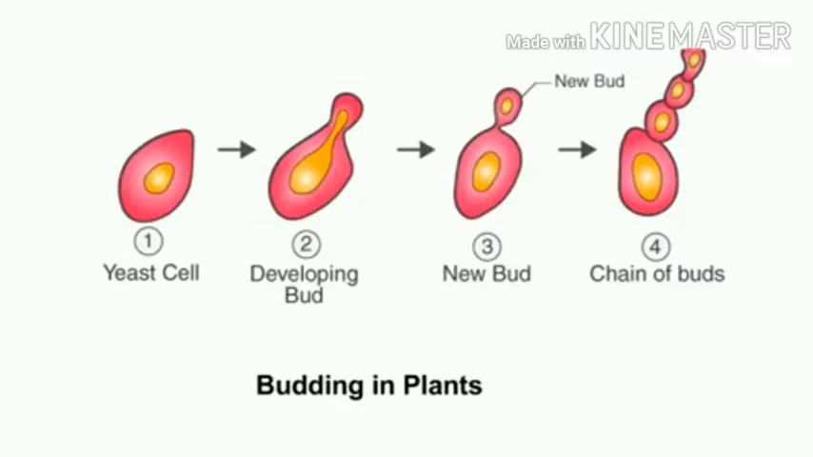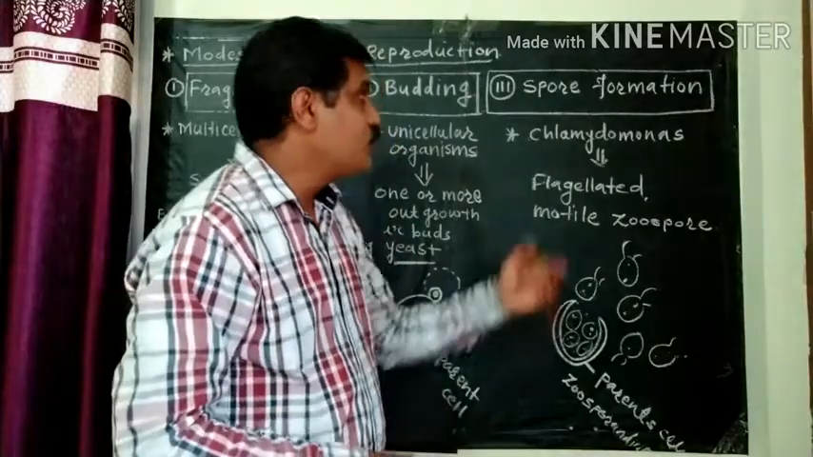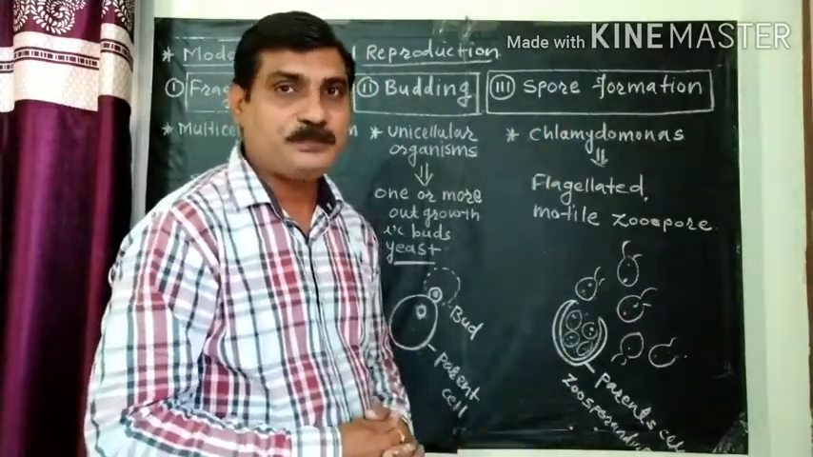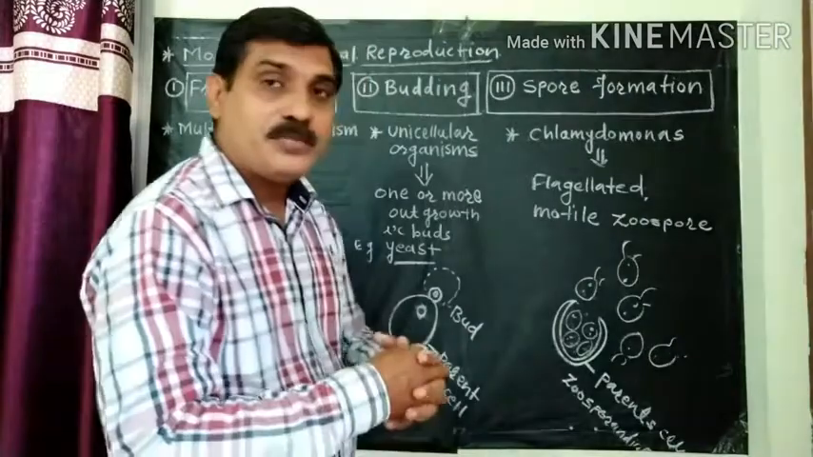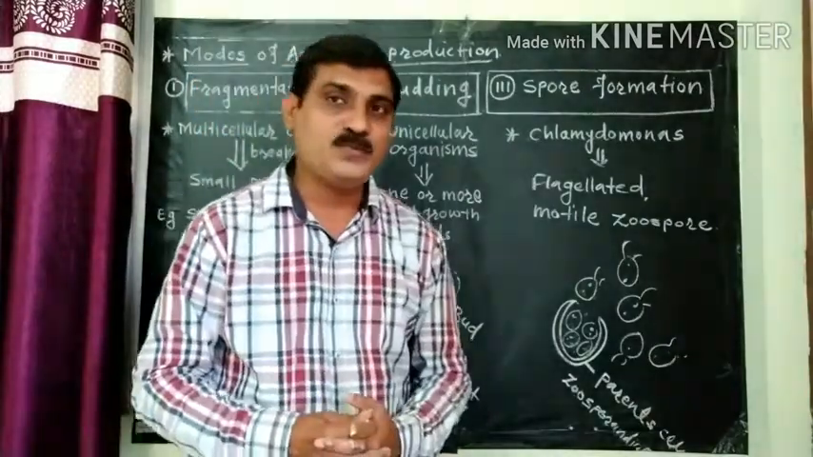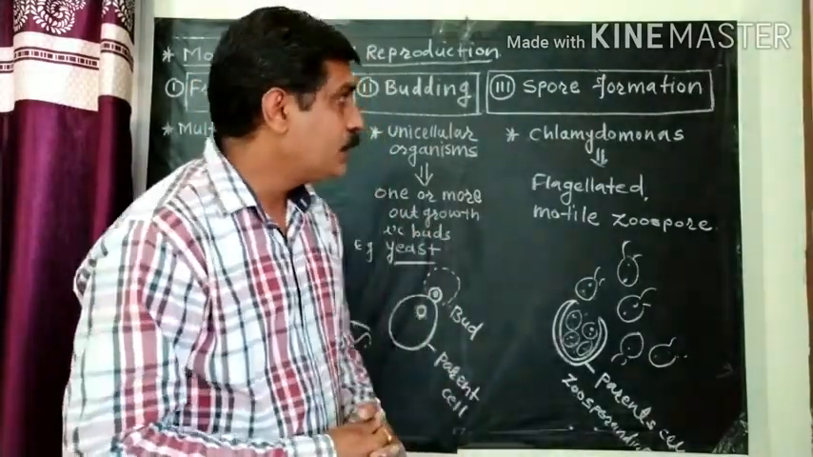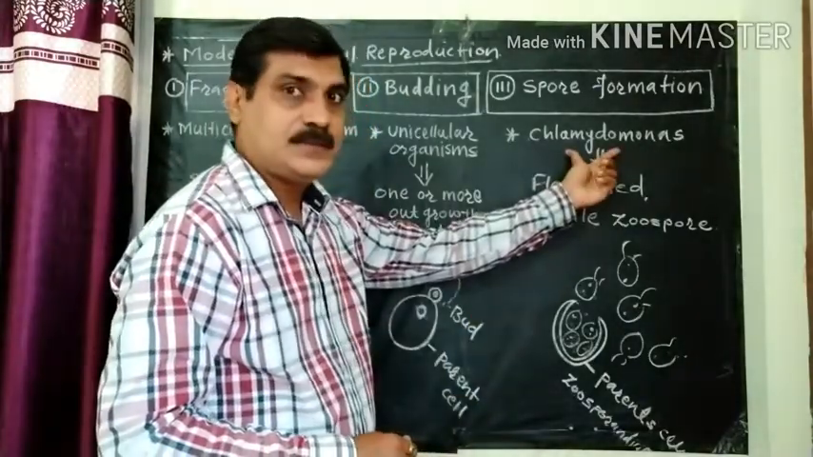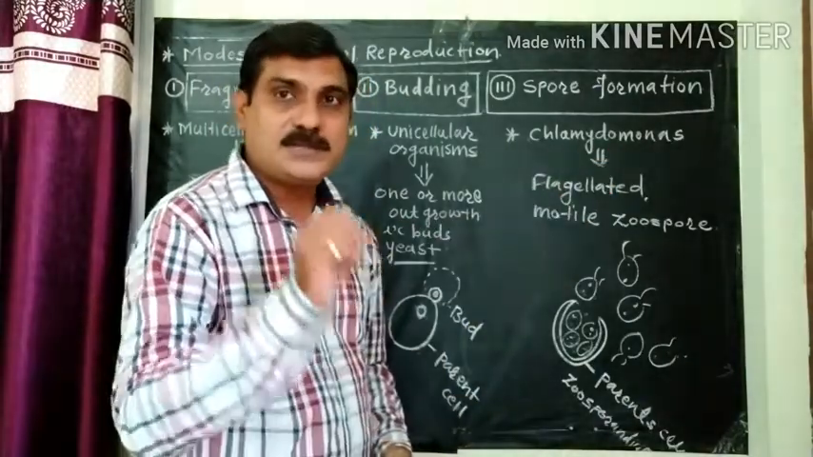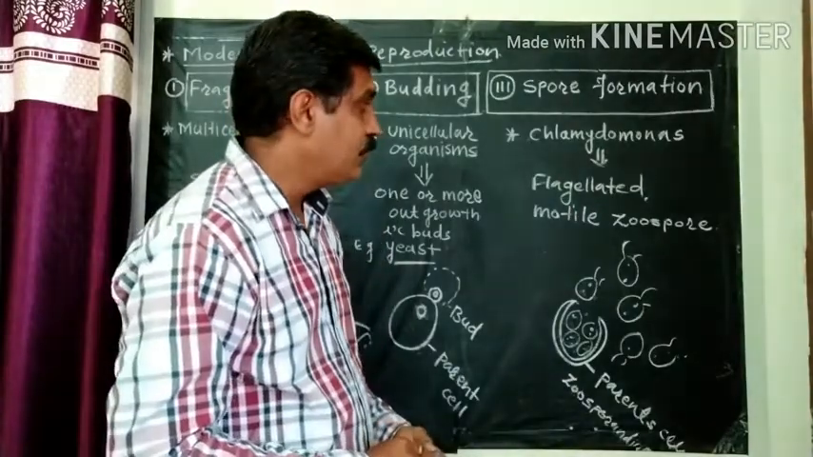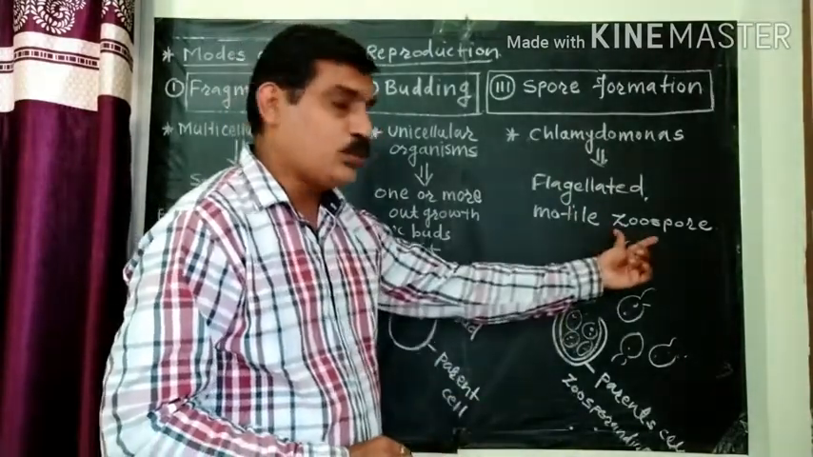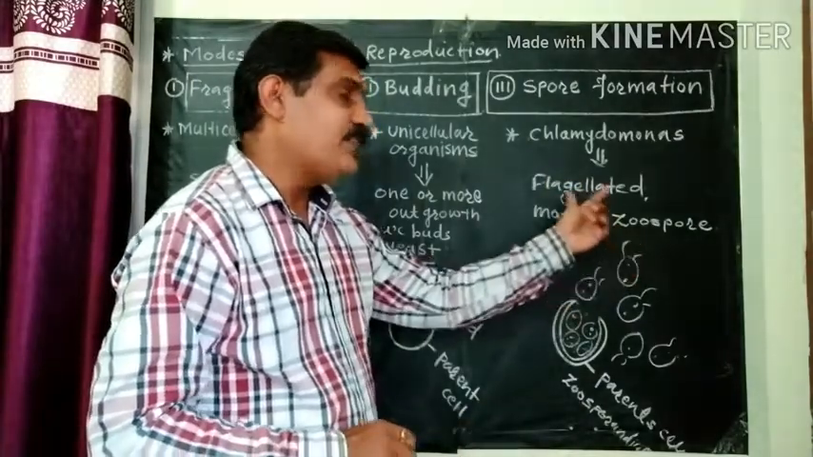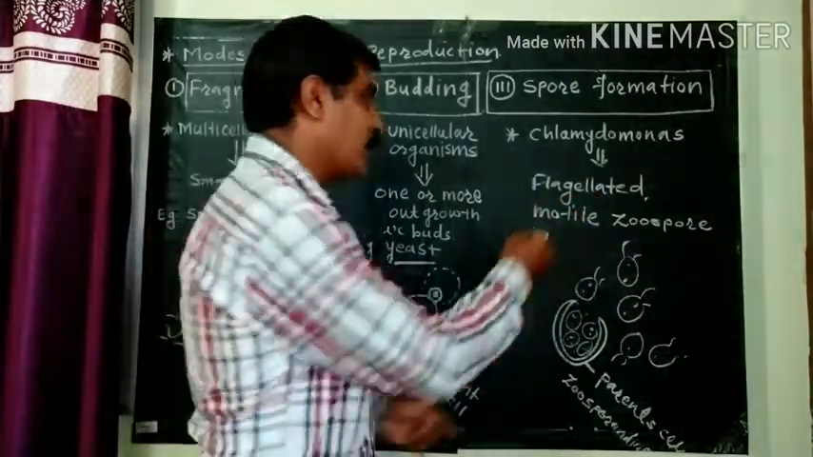Next one is spore formation. Spore is the unit of asexual reproduction, as we know, and the formation of the spore is known as sporulation. In algae, particularly Chlamydomonas, there is an asexual structure present known as the zoospore. In algae, the zoospore is flagellated and motile.